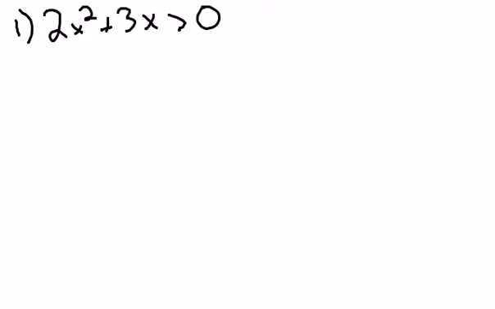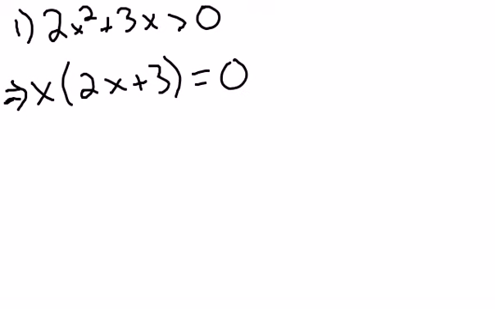Okay, so remember here, in order to solve this inequality, the best way to do it is to use a sign chart if you're not going to graph it. And in order to do that, we need to know where the zeros are first. So the first thing I'm going to do is find where the zeros are, and I'm going to do that by factoring. So if you factor this, you get x times 2x plus 3, and I'm actually going to set it equal to 0 because I want to find where the zeros are at.